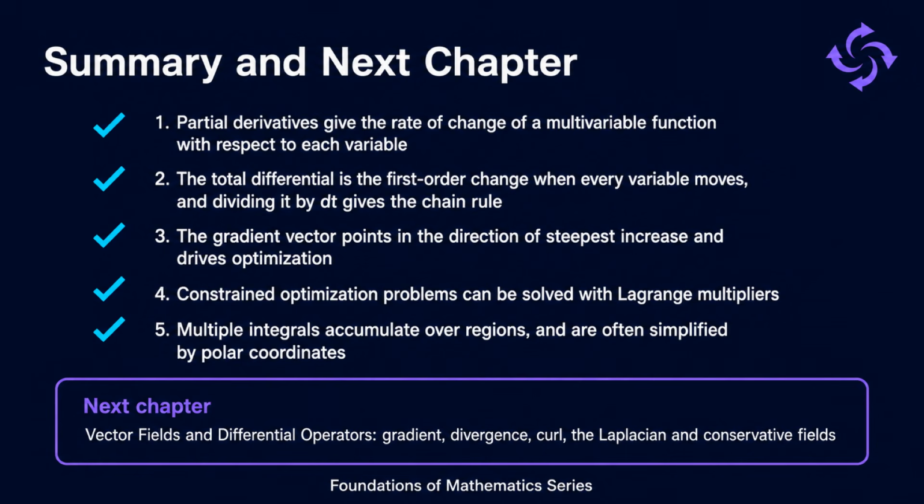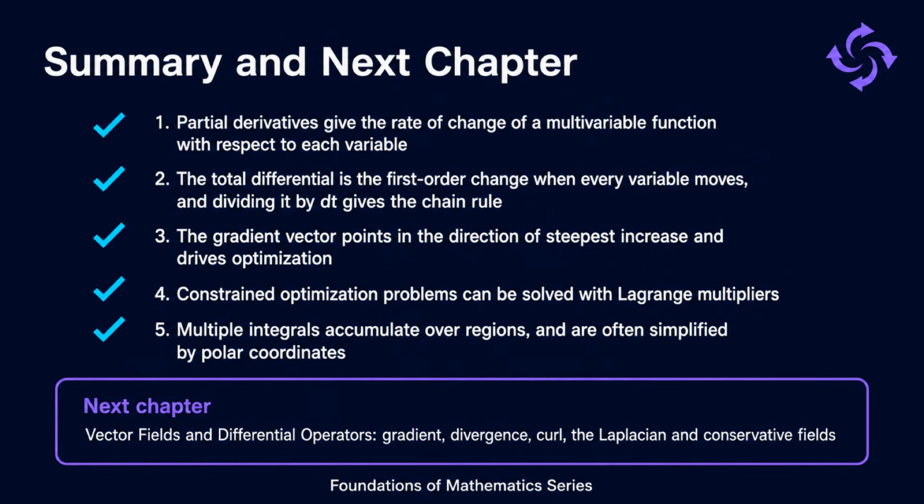Partial derivatives represent the rate of change of a multivariable function with respect to each variable, computed by holding the others fixed. Assembling them gives the total differential, the first-order change of f when every variable moves at once, with a remainder of second order. And dividing that by dt gives the chain rule, which differentiates along a path and underlies both line integrals and backpropagation. Collecting the partial derivatives into a vector gives the gradient, which indicates the direction of steepest increase and is what optimization walks against.